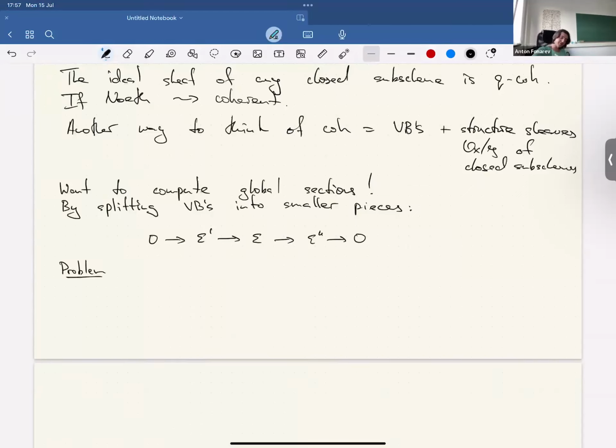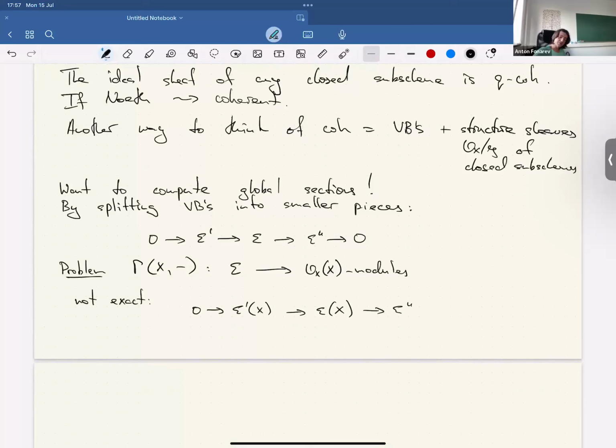If you have a short exact sequence like this, then we have this functor Gamma of X, which sends each quasi-coherent sheaf or locally free sheaf, or technically any sheaf of modules over our ring. So the only thing we can ask is to multiply the section. This functor goes from E to O_X of X modules, and it is not exact. Meaning that the only thing you can say is you have a left exact sequence: E prime of X goes to E of X goes to E double prime of X.